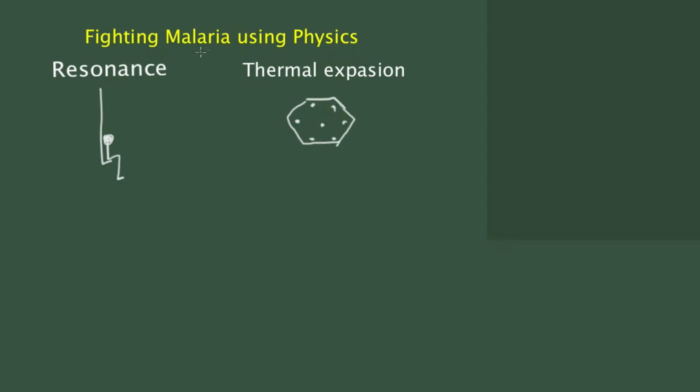Hello everyone. So today I would like to discuss a very fascinating paper that I found a couple of days ago. It is a new technique to determine if a person is infected with malaria using physics. I'm giving the link of the paper below. This is from a group at Rice University in Houston, Texas. And it uses two very fundamental concepts in physics: resonance and thermal expansion.